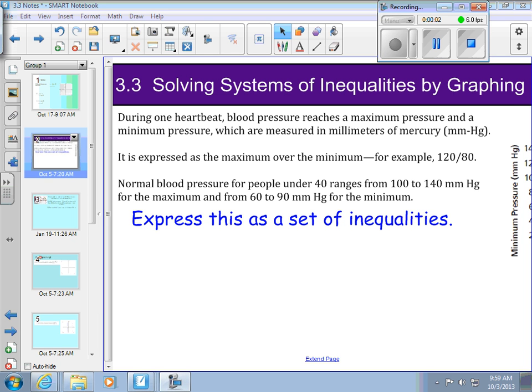In chapter 2, we looked at graphing inequalities. Today, we're going to look at solving systems of inequalities. So you're going to see more than one.